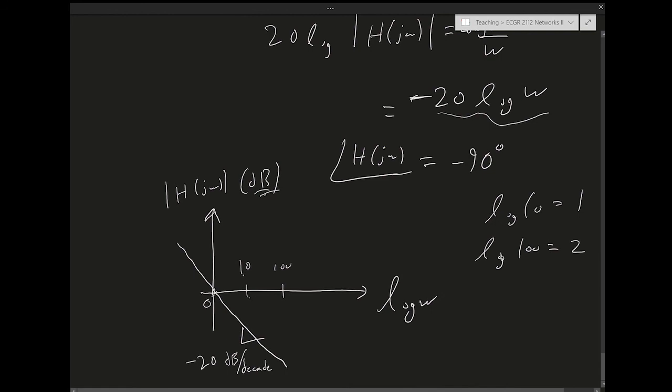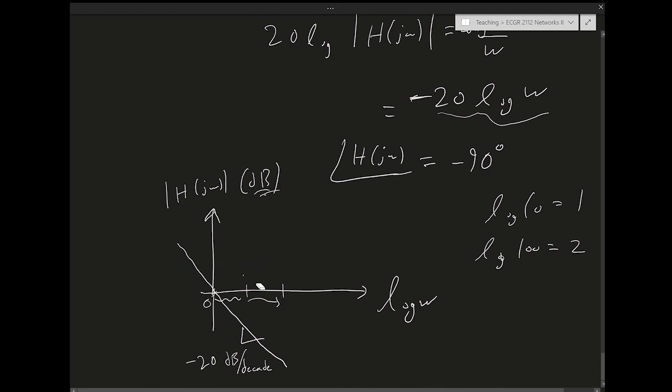So every one step on the x-axis of the Bode plot is equivalent to 1 decade. We're going up 10 times. Going back by 1 unit is equivalent to going back 1/10. So this is equivalent to 1 radian per second.